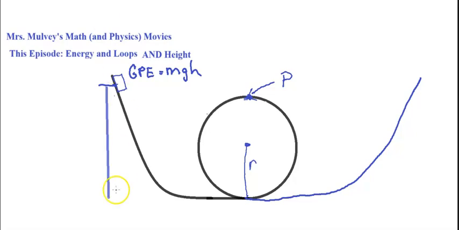Now, the first scenario we're going to look at is going to be without friction. We're going to ignore friction.